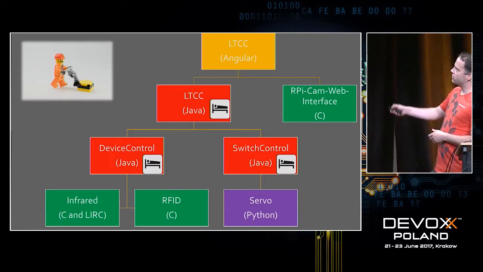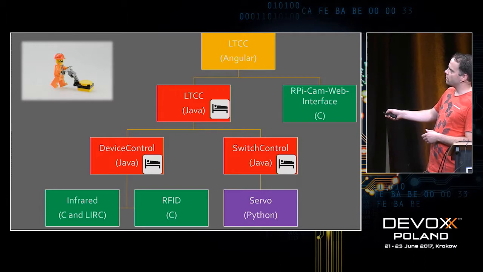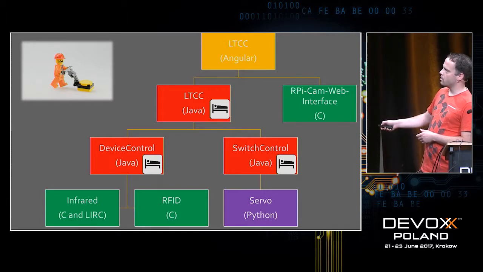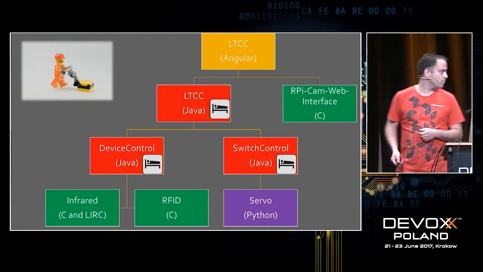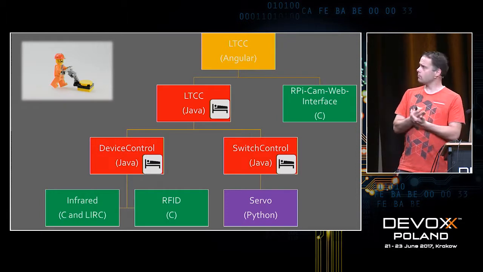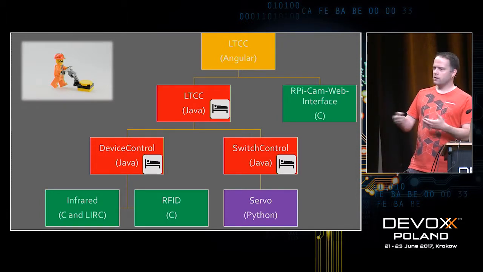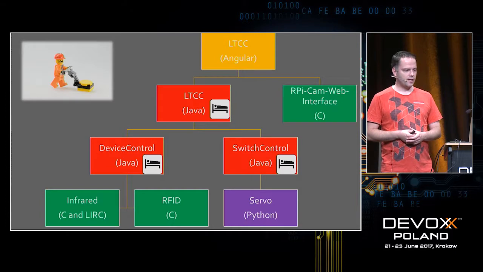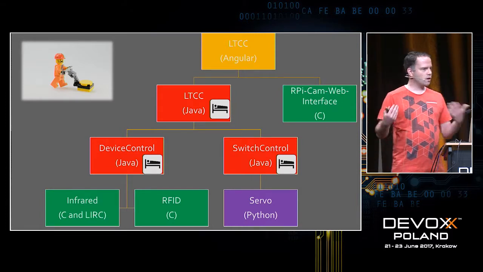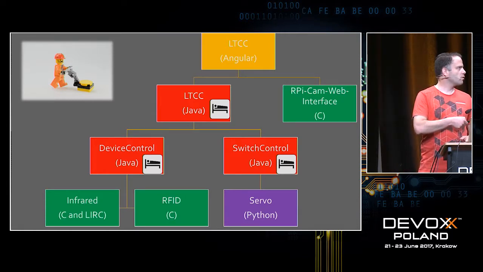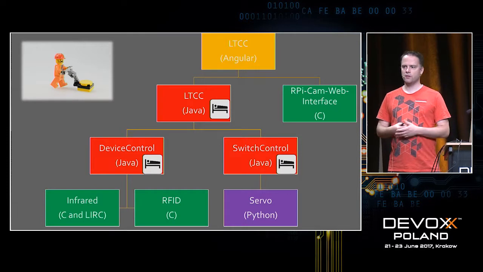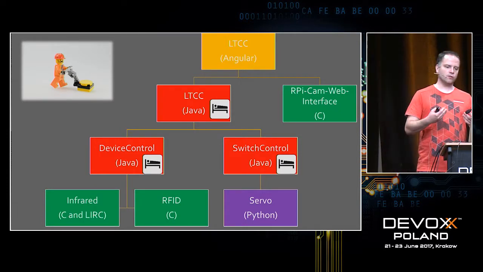So there's a REST interface here for the Angular application, and from the LTCC application on my laptop, I connect to the device control application on my Raspberry Pi, and the switch control application, which is also on my Raspberry Pi. So those are basically the applications that I have running. It's all Java, all with REST endpoints, and underwater we use some C and Python libraries because they were already available and we could tweak them a little bit, and then it worked, and we didn't have to build it ourselves.